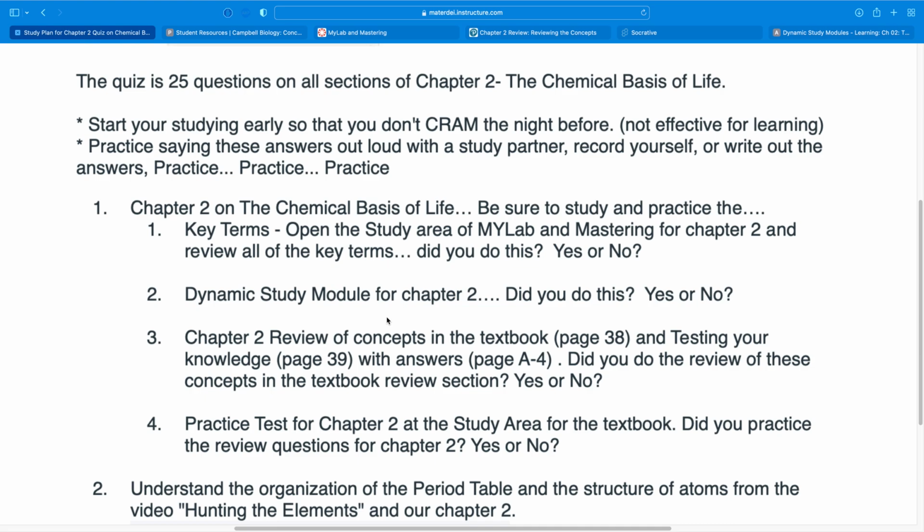So as I mentioned, make sure that you know the key terms. I showed you in the textbook how you can make that into a game. You can mark the ones that are giving you a little more thought and you're having to spend a little more time on. So then when you do your study terms, you could just open it up and do your favorites. Do the ones you've marked. Doing the dynamic study module. So did you do this? Yes or no? There's no right or wrong answer.